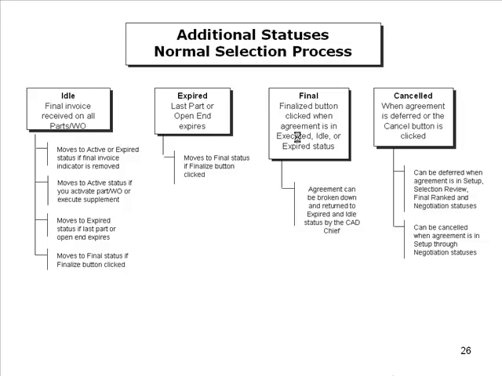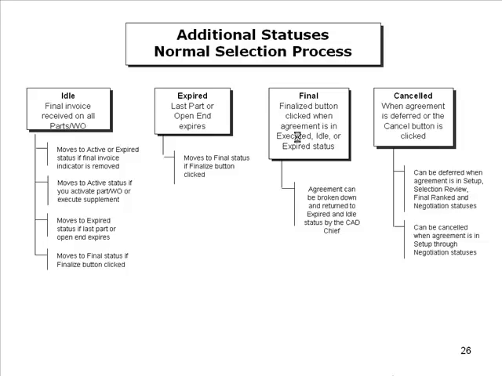The next status over is expired, and that will occur once the last part or open-end agreement expires. From expired status, the status can be changed to final status if the finalize button is clicked. The next status over is final, and that will occur when the finalize button is clicked, when the agreement is in executed, idle, or expired status.